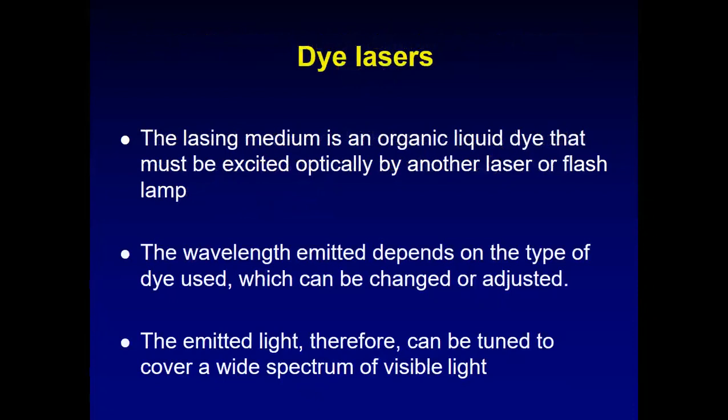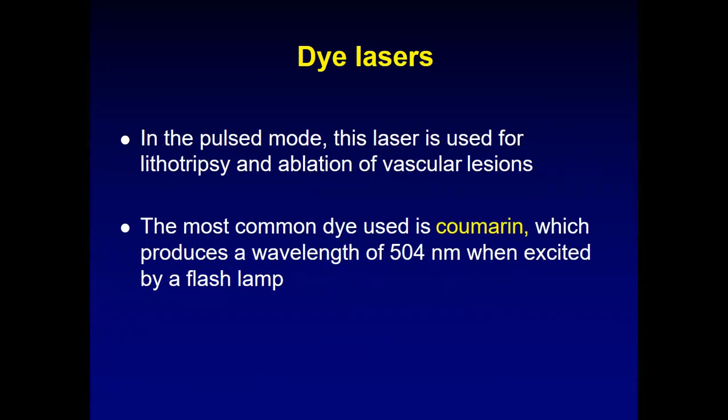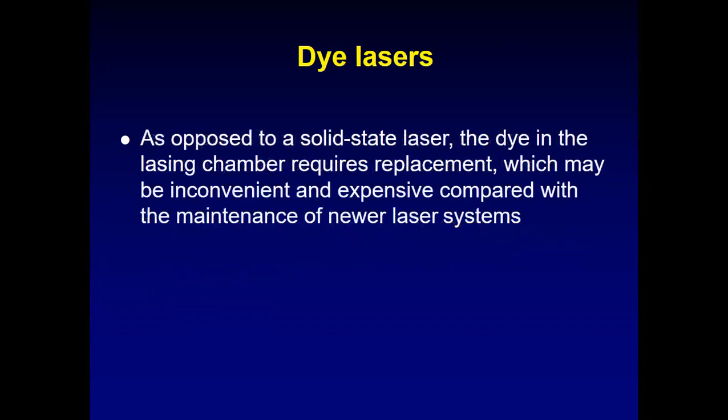So dye lasers: the lasing medium is an organic liquid dye that must be excited optically by another laser or a flash lamp. The wavelength emitted depends on the type of dye used, so it can be tuned to a wide spectrum of light according to the dye. It can be used in pulse modes, and the laser is used for lithotripsy and ablation of vascular lesions. The most common dye is chromium, and it produces a wavelength of 504 nanometers when excited by a flash lamp. As opposed to a solid state laser, a dye laser chamber requires regular replacement, which is inconvenient and expensive. That is why it is not used.